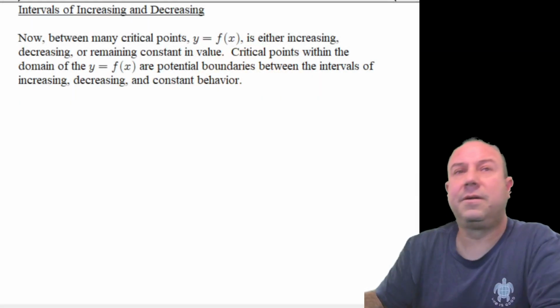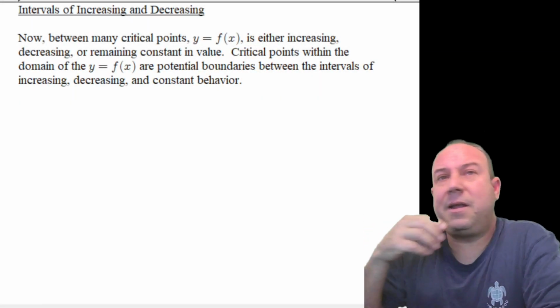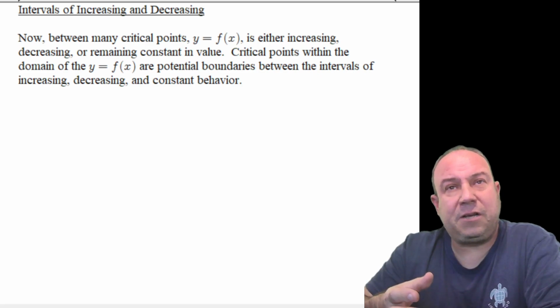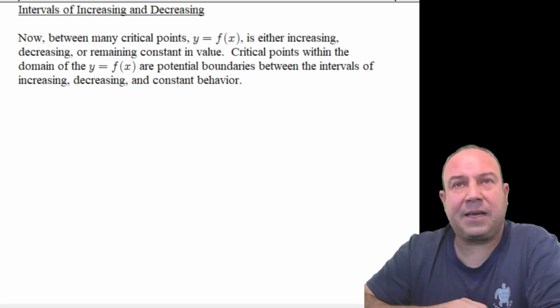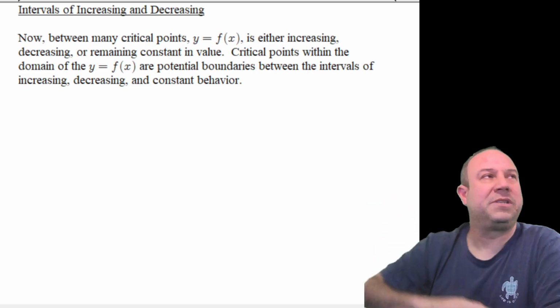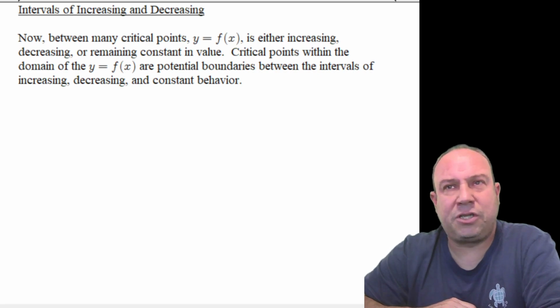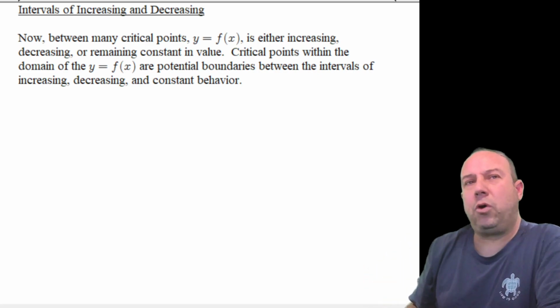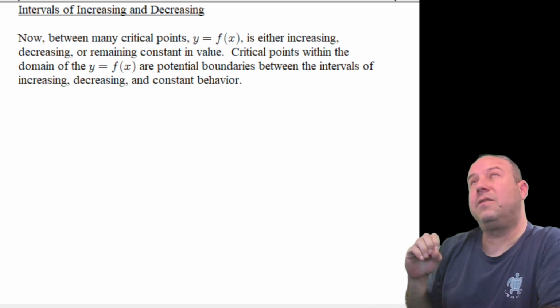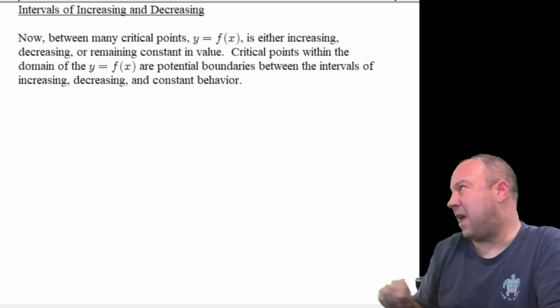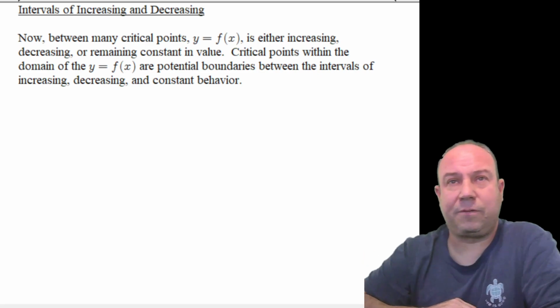All right. Let me bring my notes into play here. I open by saying that, right? Between many critical points, f of x is either increasing or decreasing, or we could have the case of remaining constant in value, an interval where the slope is constantly zero, but that would be seen mainly in constant functions. But critical points within the domain of y equals f of x are potential boundaries between our intervals of increasing, decreasing, and that potential constant behavior.